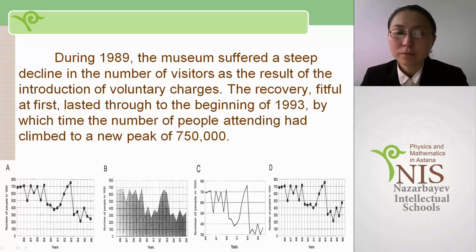Now let's move on. During 1989, the museum suffered a steep decline in the number of visitors as a result of the introduction of voluntary charges. The recovery, fitful at first, lasted through the beginning of 1993, by which time the number of people attending had climbed to a new peak of 750,000. Are you on the right way?